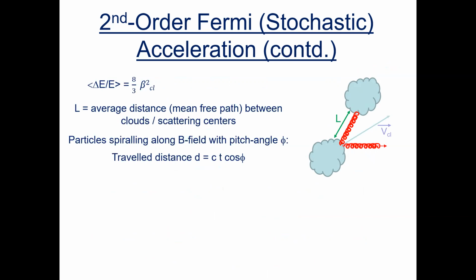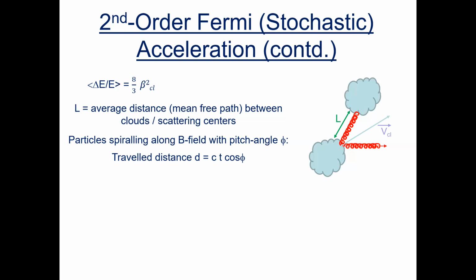Okay, so that gives us the average energy gain. Let's see if we can convert that into a rate of energy that might then give us how the particle spectrum might evolve and what kind of spectrum we get eventually in some kind of equilibrium. Realistically, particles are not moving in straight lines. There are magnetic fields, and particles will spiral around. So the actual distance that the guiding center of the spiraling motion covers depends on the pitch angle, the angle between velocity and magnetic field. The actual speed is really just c times cosine of phi.